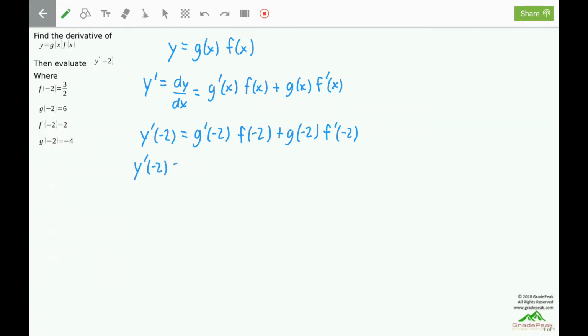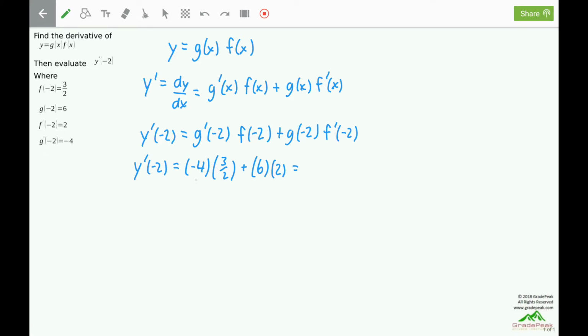So y prime of negative 2 will be g prime of negative 2, which is a negative 4, times f of negative 2, which is a 3/2, plus g of negative 2, which is a 6, times f prime of negative 2, which is a 2.